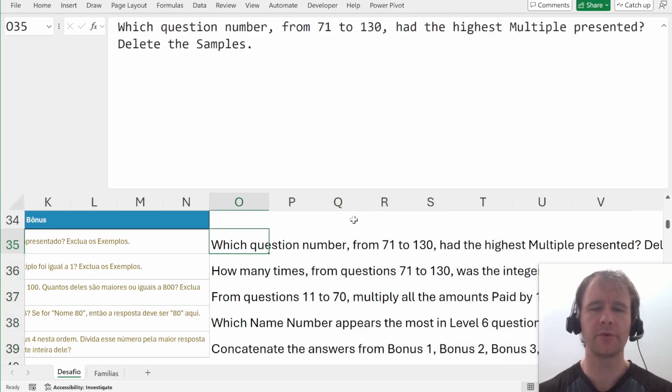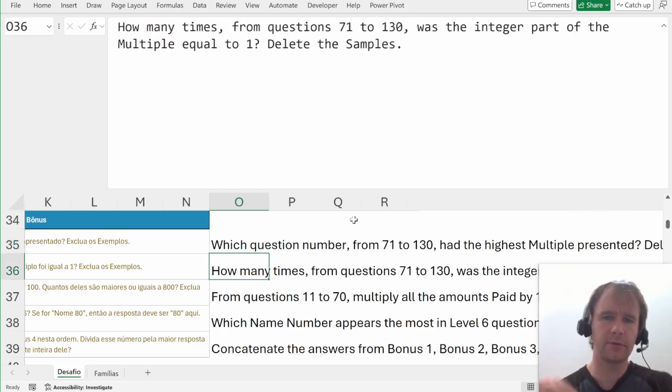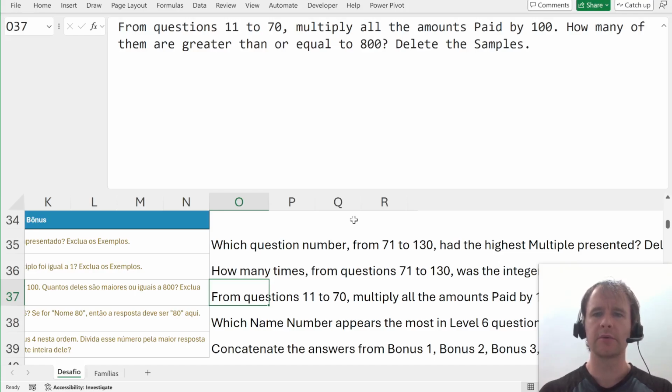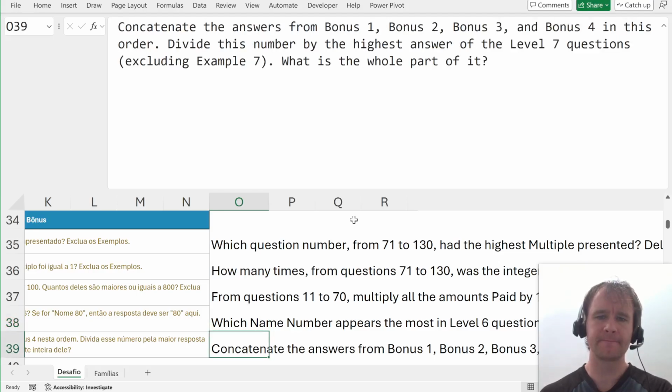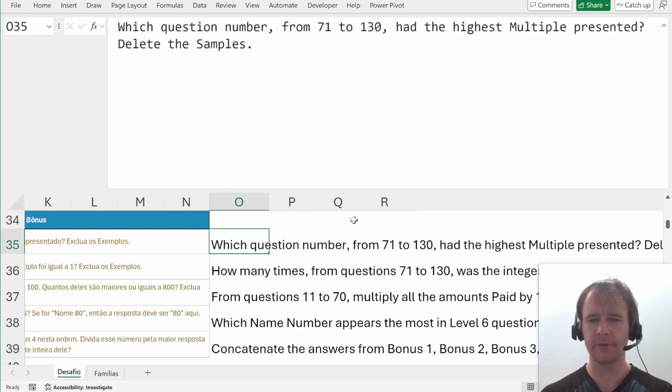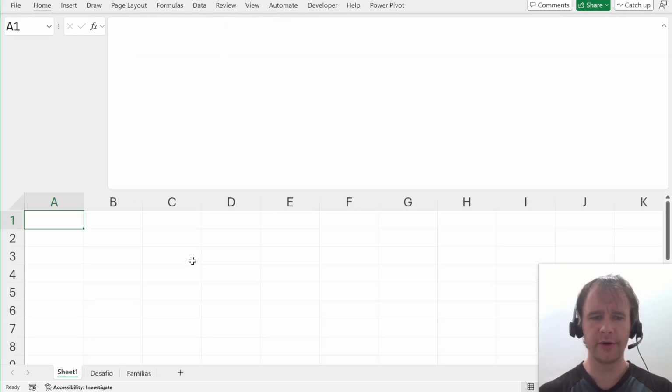Okay, which question number from 71 to 130 had the highest multiple presented? Delete the samples. How many times from question was the integer part of the multiple equal to 1? Delete the samples. Okay, so for these I want to grab the multiples for both. Multiply all the amounts paid by 100. How many of them are greater than or equal to 800? Delete the samples. Okay. Which name appears the most in level 6 questions? Concatenate the answers from bonus 1, bonus 2, bonus 3, and bonus 4 in this order. Oh yeah, I remember this one depends on all the other. All right, fine. So first let's get the multiples from 71 to 130.